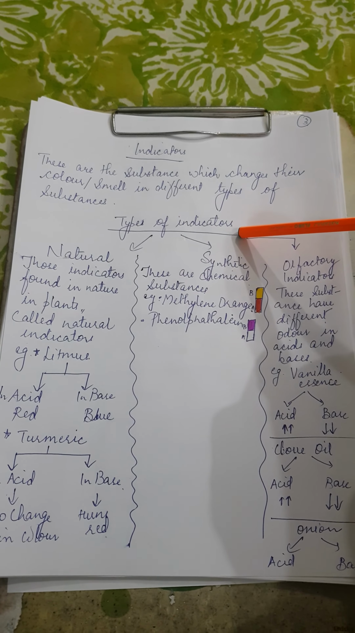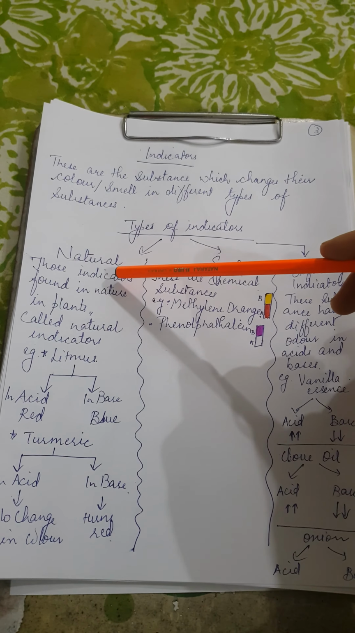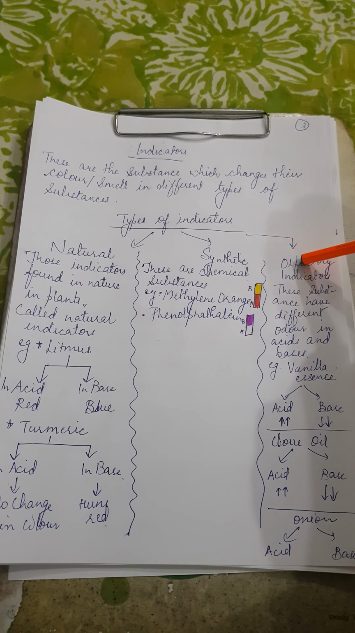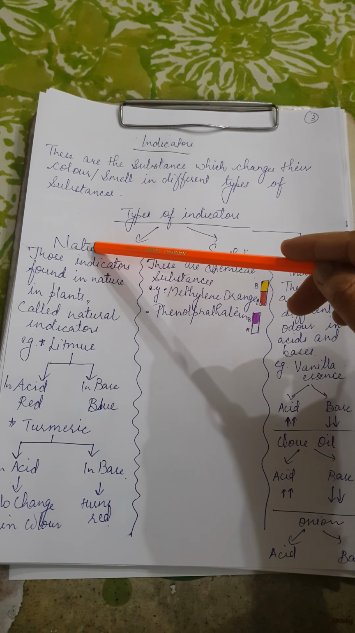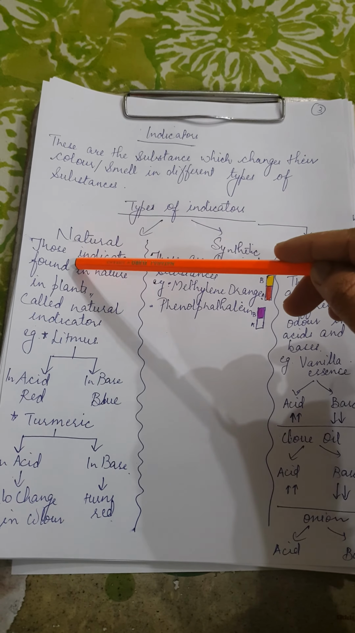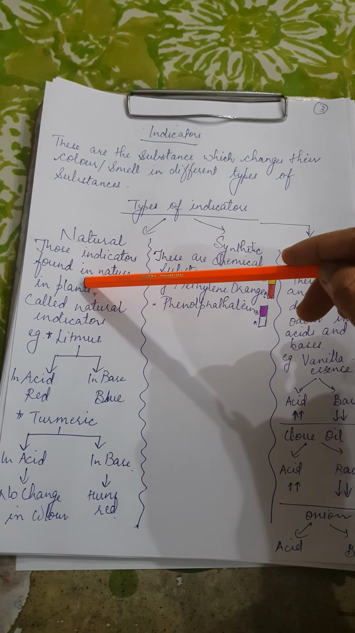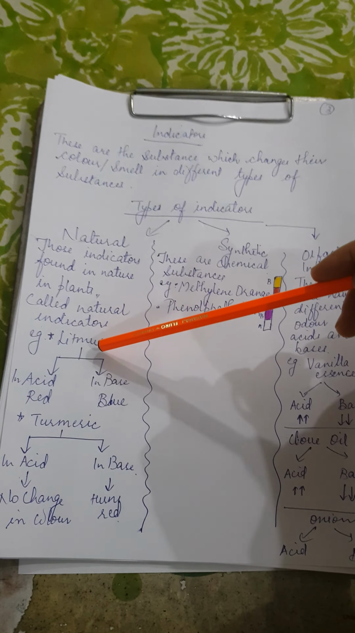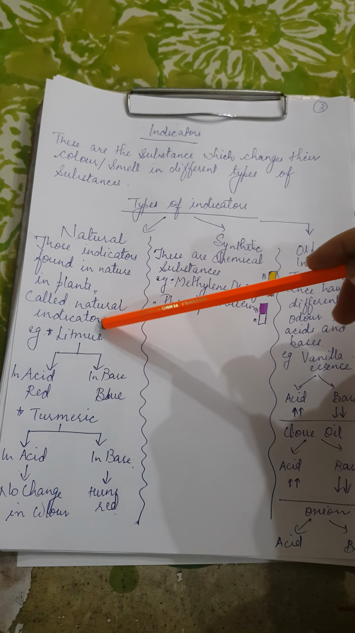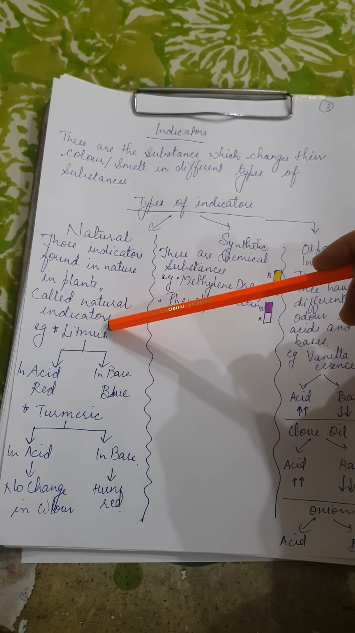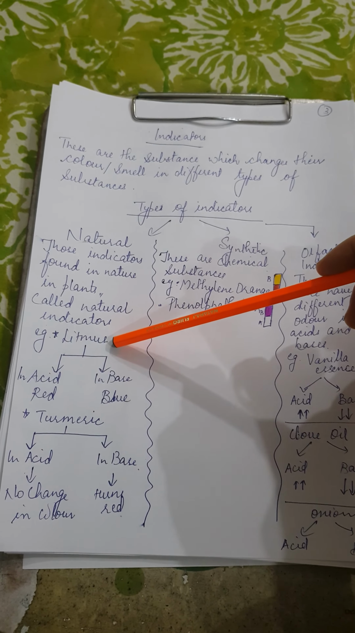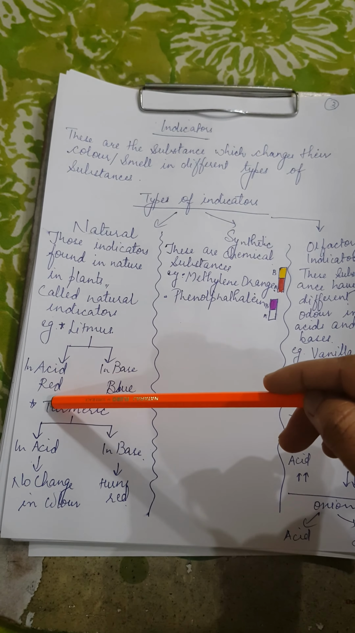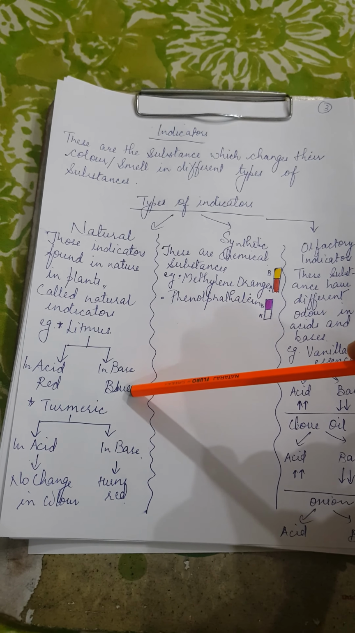Types of indicators: there are three types of indicators: natural indicators, synthetic indicators, and olfactory indicators. Now, from the name it's clear, natural indicators means those indicators which are found in plants. For example, litmus. Litmus is prepared by symbiotic association of algae and fungi. In acidic solution it turns red, while in basic solution it turns blue.